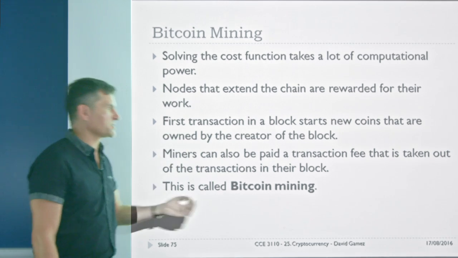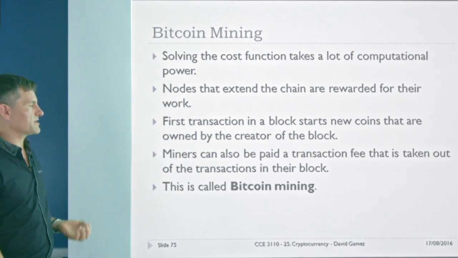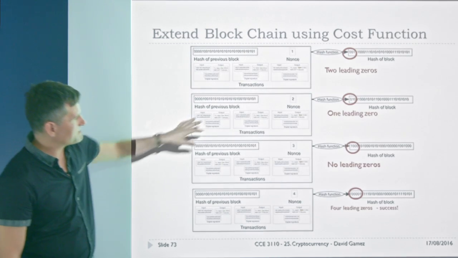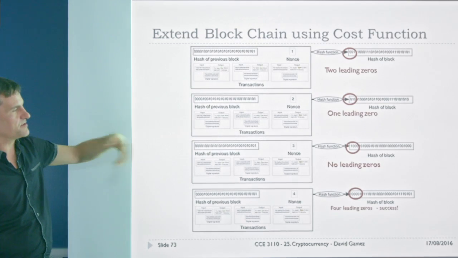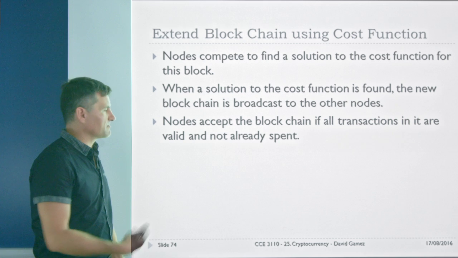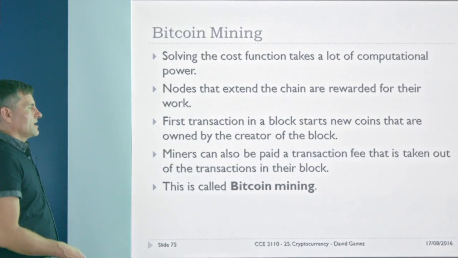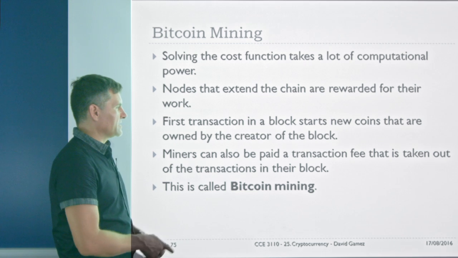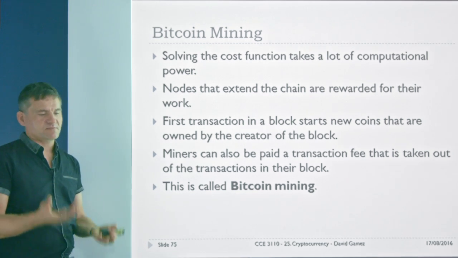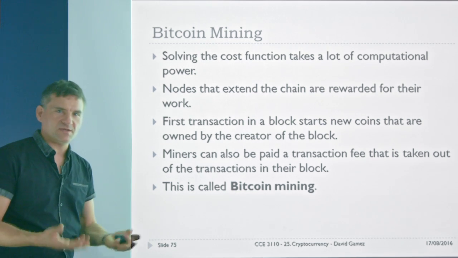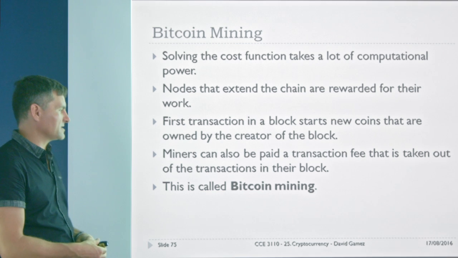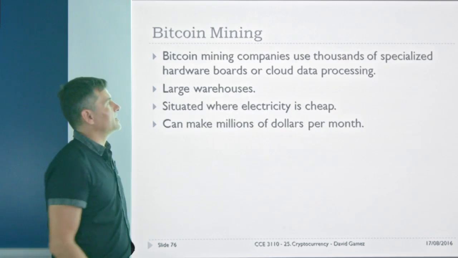So the first transaction in a block starts new coins that are owned by the creator of the block. So they've got special transactions here that give the person who creates the block a certain amount of bitcoins. And miners also get the transaction fee that's taken out of the transactions in the block. So when there's a difference between the inputs and the outputs, that difference can go to the person who creates the new block. And this is called Bitcoin mining.